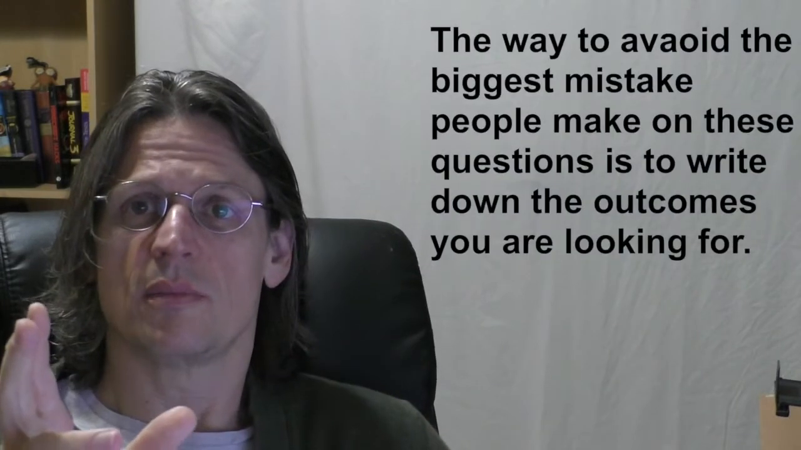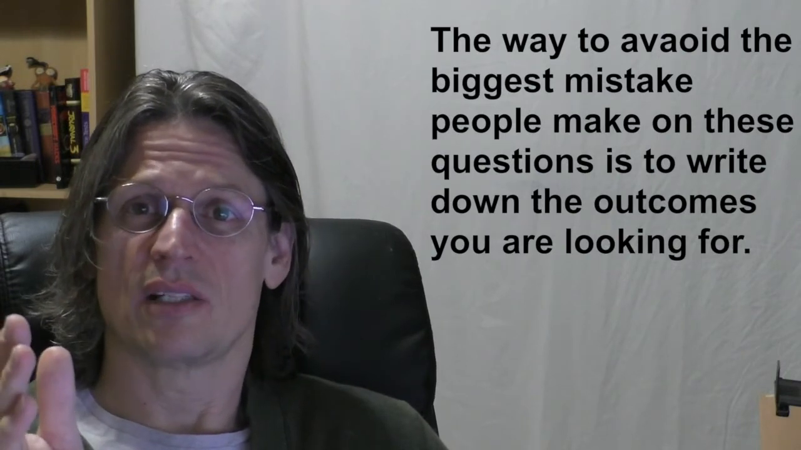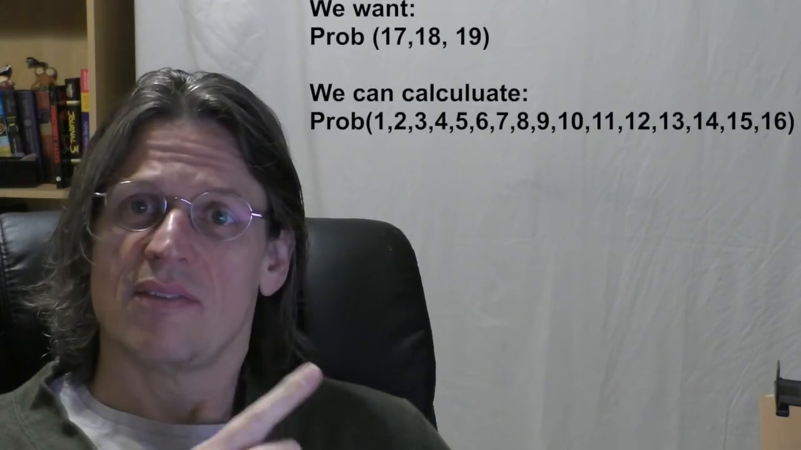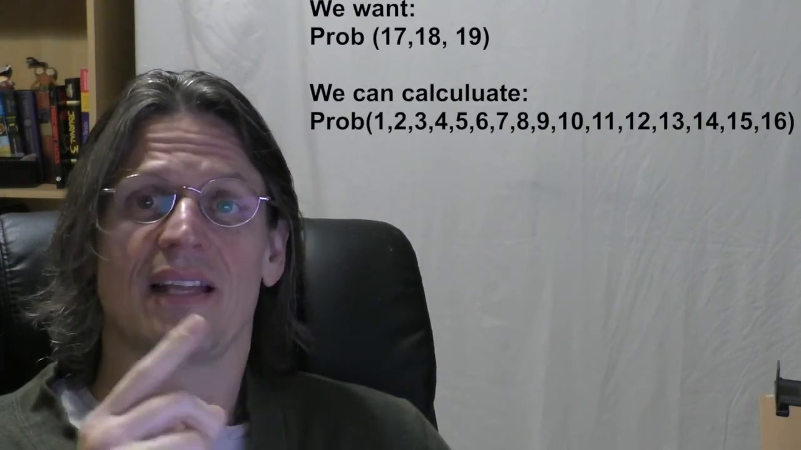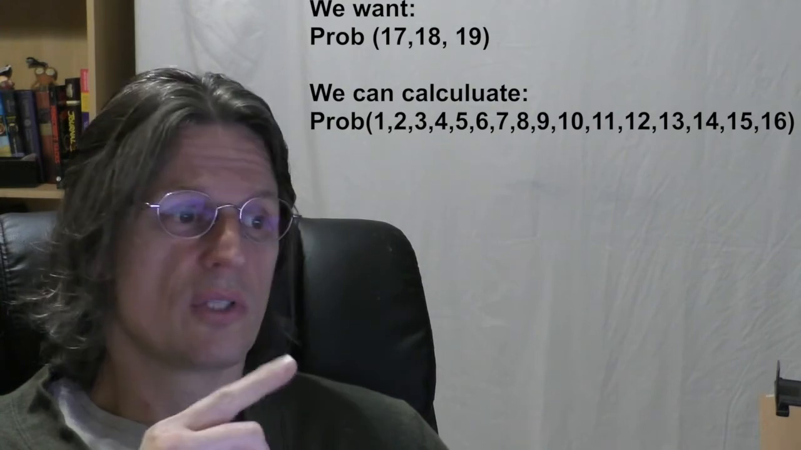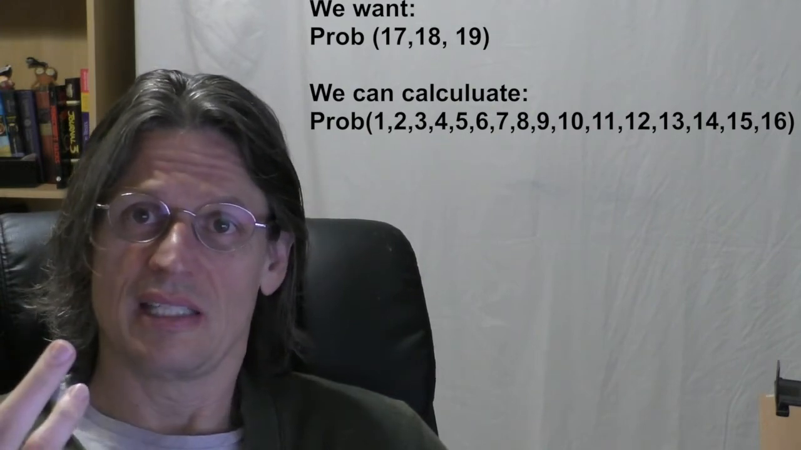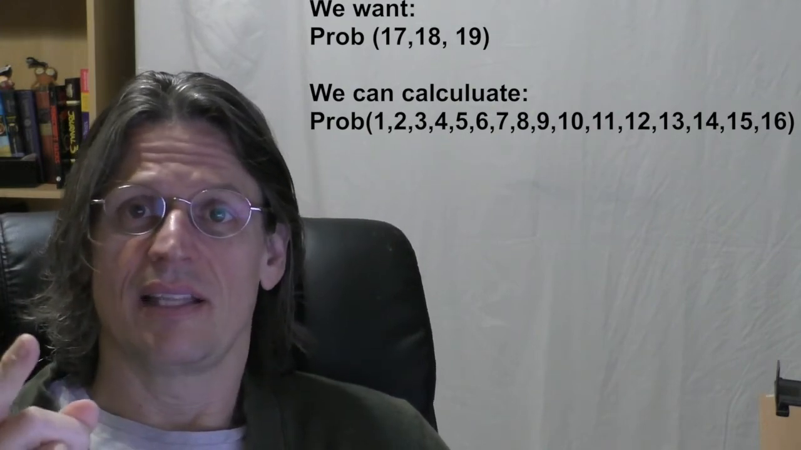The way to correct this mistake is to write down what you actually want. So I want 17 or more, so that's 17, 18, 19. I can't calculate that, so I'll write down what I don't want, which is 1, 2, 3, 4, 5, 6, all the way up to 16. I can calculate that, but notice it ends at 16, not at 17. Okay? So the biggest mistake people make is putting the wrong number into the formula because they're trying to put the same number that's in the question into the formula. The way to solve that is by writing down what you actually want.